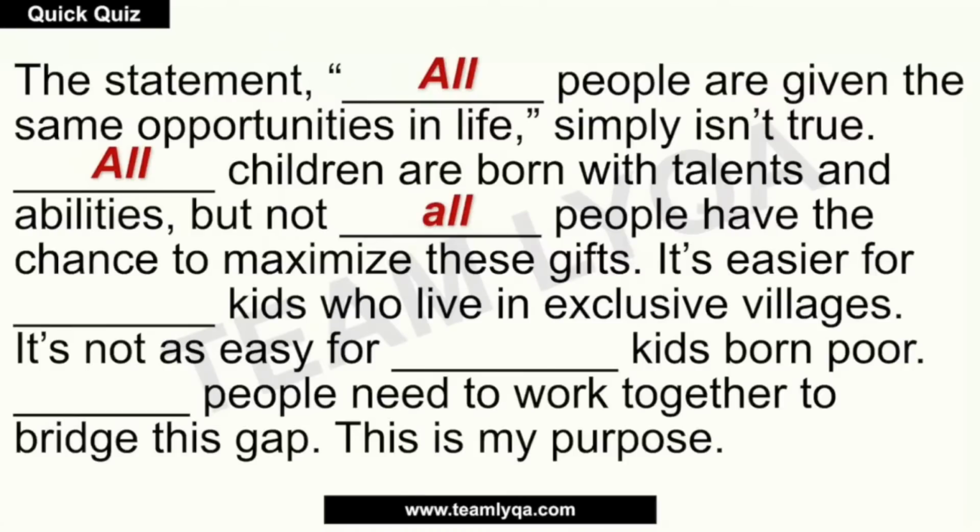Okay? Next, it's easier for blank kids who live in exclusive villages. Okay? So mas madali daw para dito sa mga kids na to. Ngayon, sino ba tong mga kids na to? Lahat ba ng kids sa buong mundo? Eh, nakakabit naman din yun sabi, who live in exclusive villages, di ba? Yan yung kids na yan. So, ibig sabihin, hindi lahat ng mga bata pinag-uusapan. Yun lang na mga nakatira sa mga exclusive villages or yung mga mayayaman lang. So, ibig sabihin, ang magiging sagot ko dyan would be all of the. It's easier for all of the kids who live in exclusive villages.